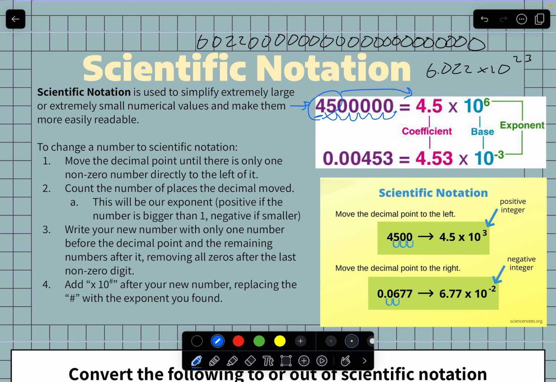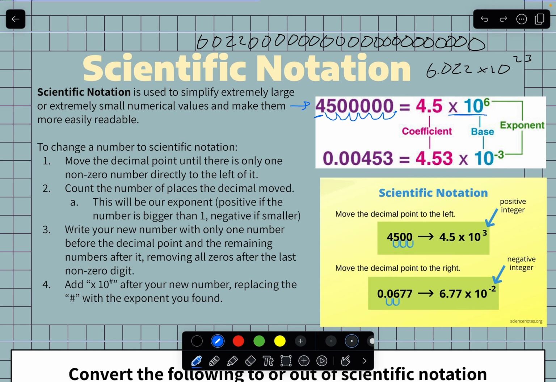We're going to get rid of those zeros to make it easier to read. And then those zeros get added on to the space here. So after 4.5, we're going to do times 10, and the number of spaces we jumped goes as the exponent. So we jumped over 6 spaces, we're going to put a 6 on top of that 10. So 4.5 times 10 to the 6 is our 4,500,000.